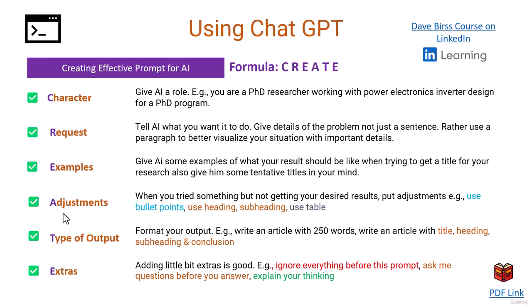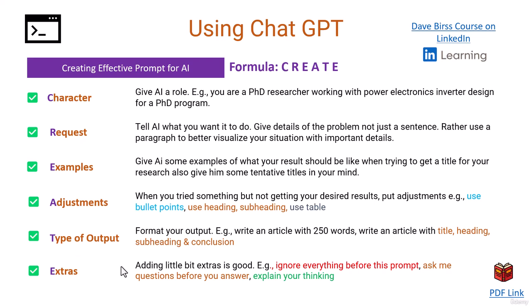Then comes adjustment. You can also mention what type of output you are looking for. Like using bullet points, you want your response, or you want some heading, subheading, or you want some table. These are called adjustment, the type of output. Also you can mention, is it a paragraph or is it an article with heading, subheading, title, or is there any word constraint or something like that? You can also mention that as a type of output in the prompt.